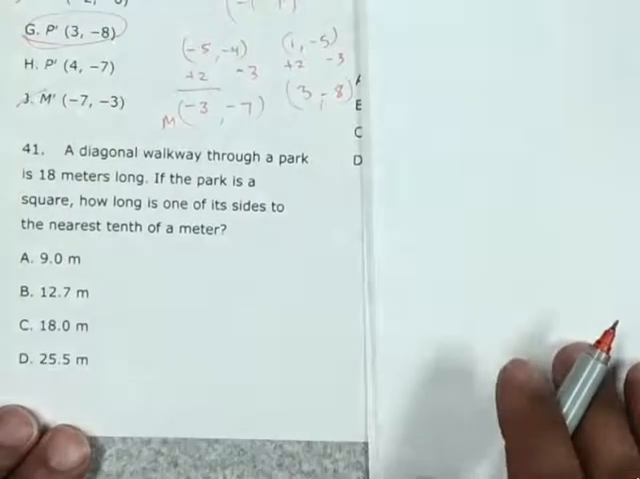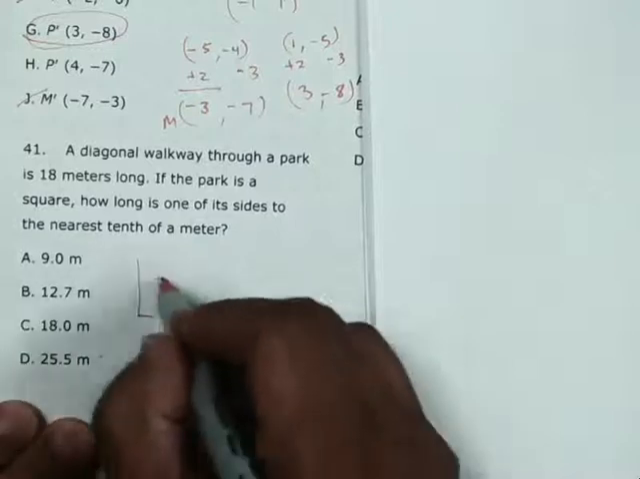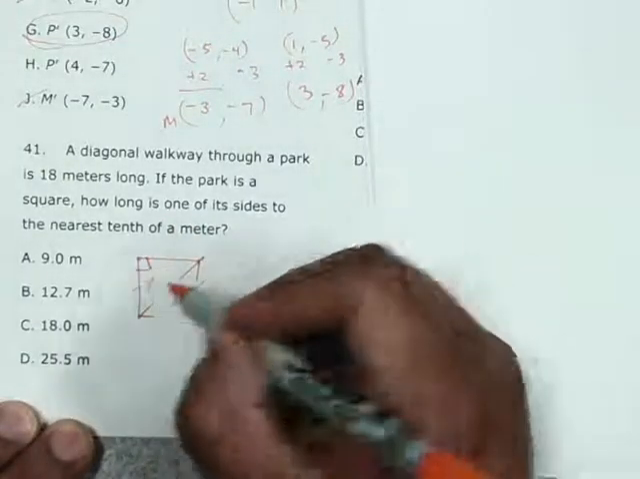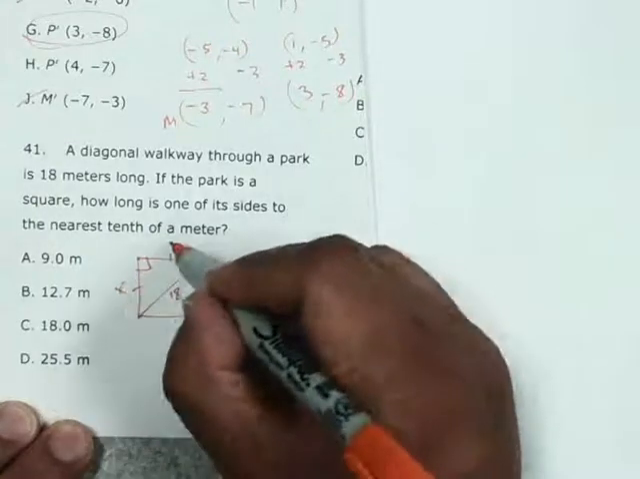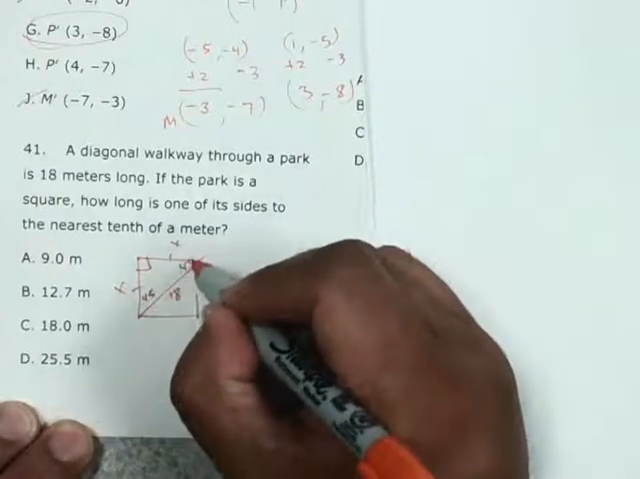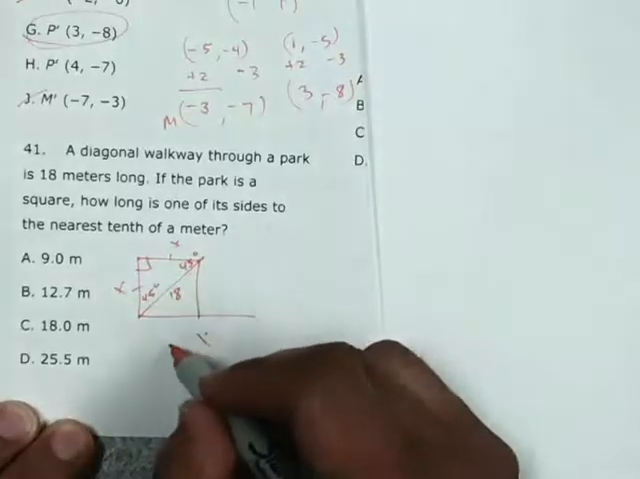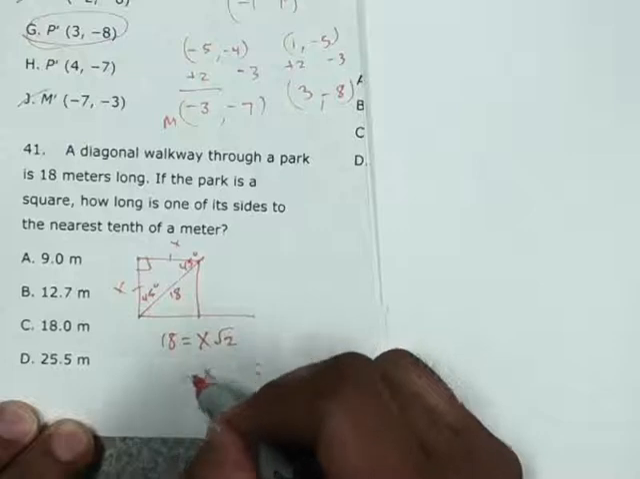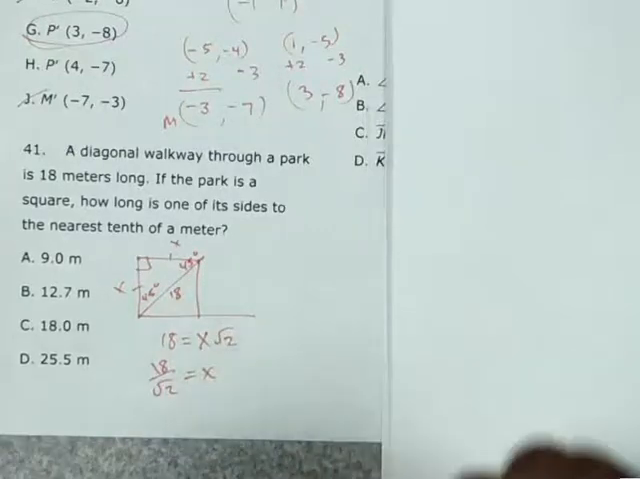A diagonal walkway through a park is 18 meters. If the park is a square, how long is one of its sides? Now there's different ways to do this. I'm going to use, because I know that's 90 and the sides are congruent, if the diagonal is 18, these two are congruent because both of these are 45-degree angles. So I need to do 18 is equal to x square root of 2. So x is going to be equal to 18 divided by the square root of 2.